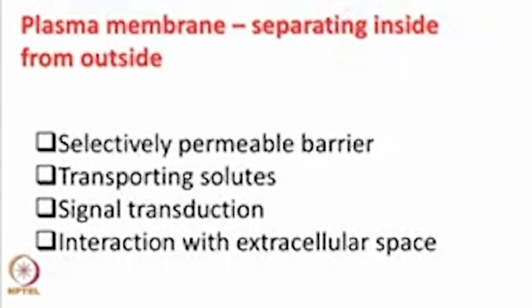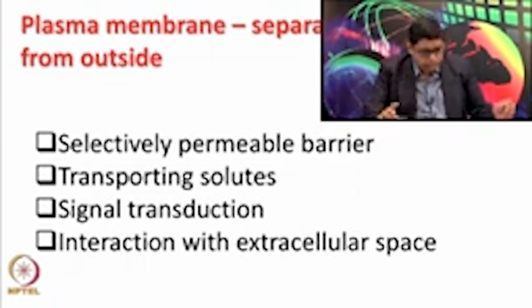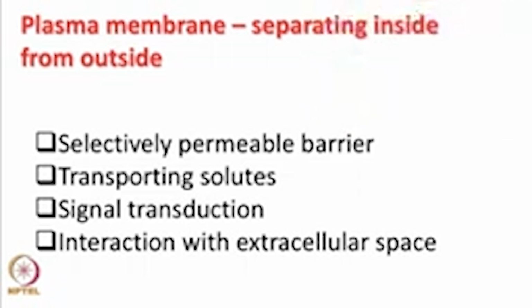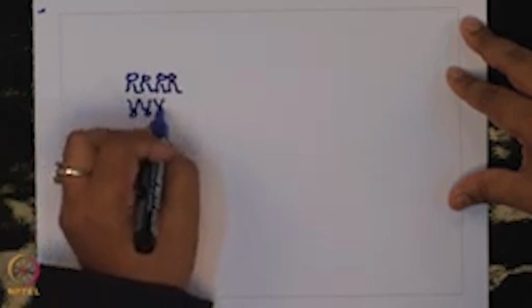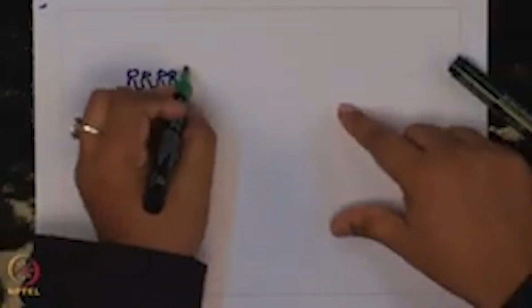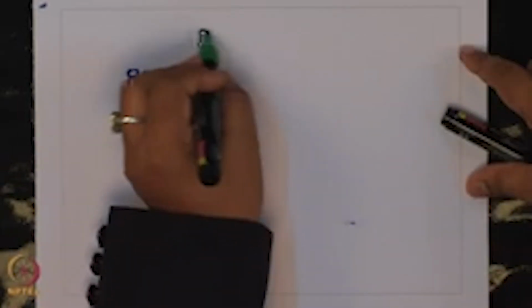Let me start from the plasma membrane. The plasma membrane is that which separates the inside of the cell from the outside. So, it acts as a selective permeable barrier. It can transport solutes, and within the plasma membrane, if I were to draw it, you have lipid bilayers. And within this lipid bilayer, there are some proteins which are sequestered. You have these proteins. So, this is a protein here, what I have drawn, and this is my lipid bilayer.